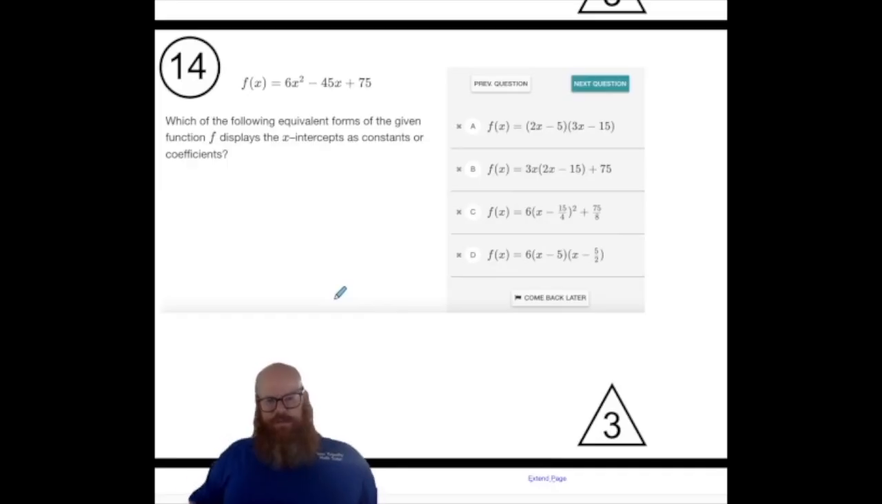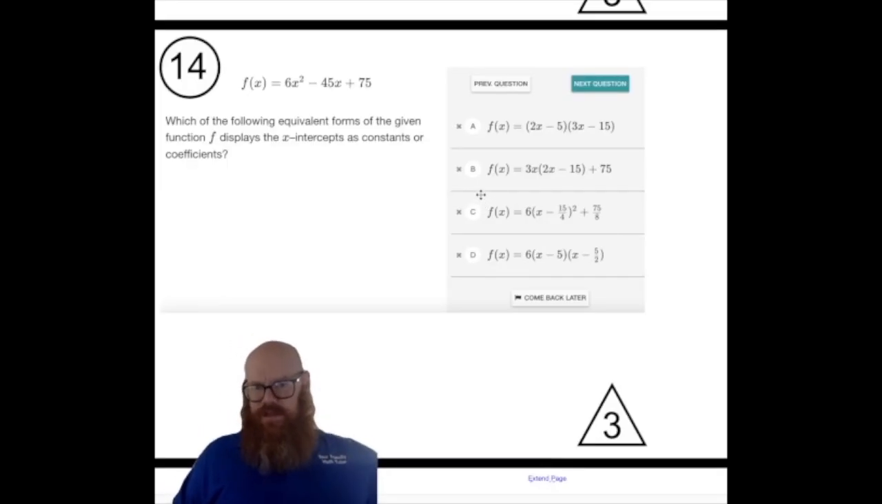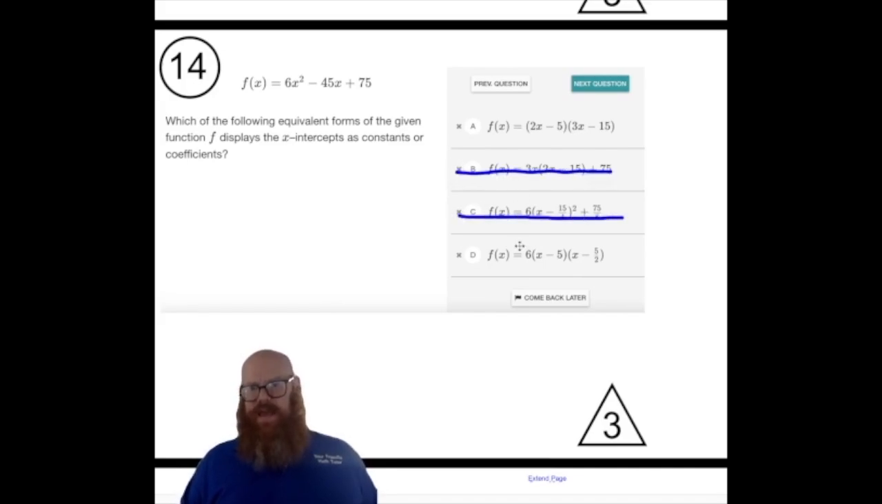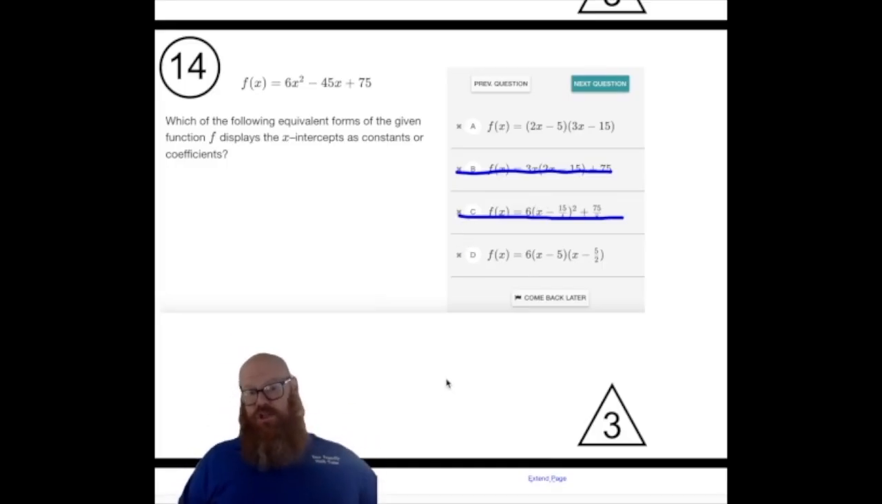All right, which of the following is an equivalent form that displays the x-intercepts? So what I want to realize is the thing that's going to display the x-intercepts is when it's in intercept form, or we might think of it as factored form. So I am going to automatically just get rid of B and C, because B is in just some in-between form and C is in vertex form. So they're out right away. Then I think I'm going to just use Desmos.